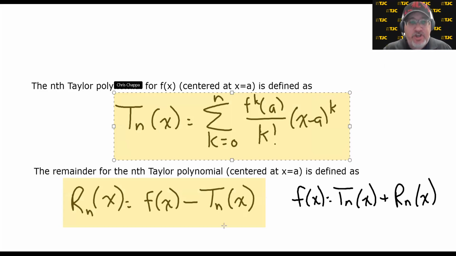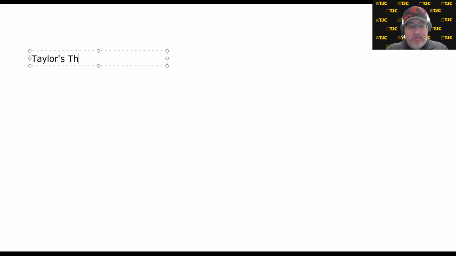All right, so I want to show you real quick. Actually, before I go back to Desmos, I want to clarify what it means for a Taylor series to converge to the function that it's allegedly representing. So let's go to the next page and write that. And this is actually Taylor's theorem. Actually, hold that train of thought just for a second. Taylor's theorem.